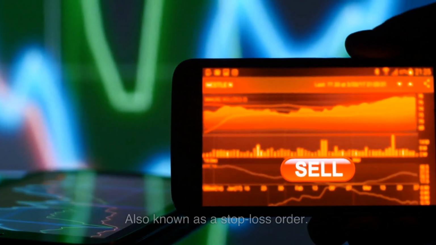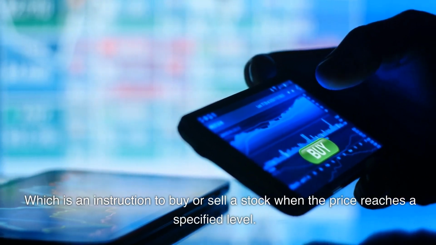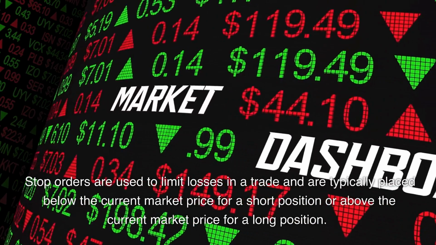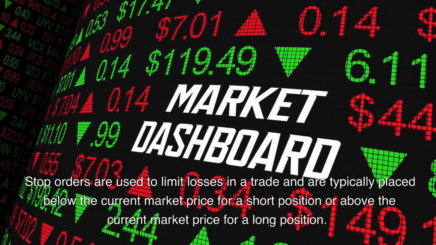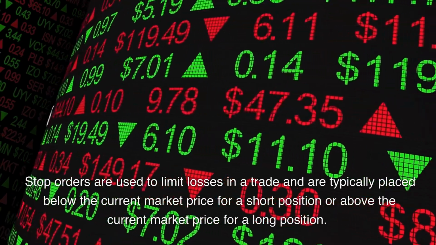Stop order, also known as a stop-loss order, which is an instruction to buy or sell a stock when the price reaches a specified level. Stop orders are used to limit losses in a trade and are typically placed below the current market price for a short position or above the current market price for a long position.